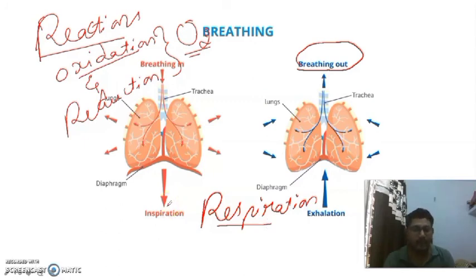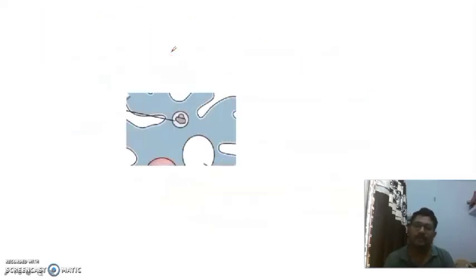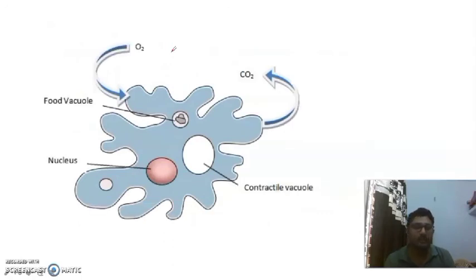So now we have food to give energy, and by the process of respiration we have oxygen to release the energy by breaking the food. But when you look at this picture, that is a unicellular organism, right? In this unicellular organism, since the body is made up of only one cell, the whole body of this organism is in direct contact with the environment.